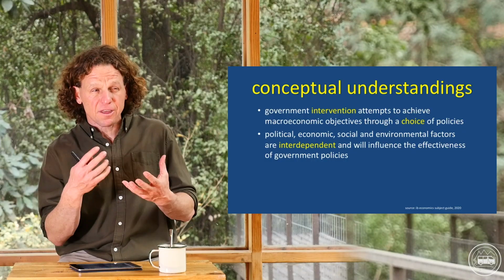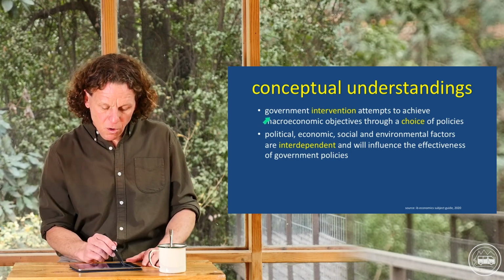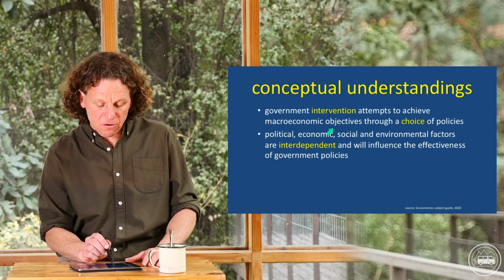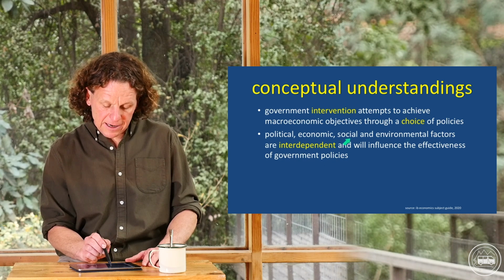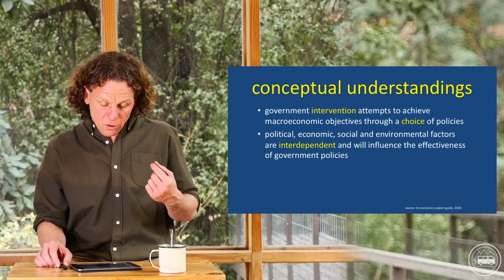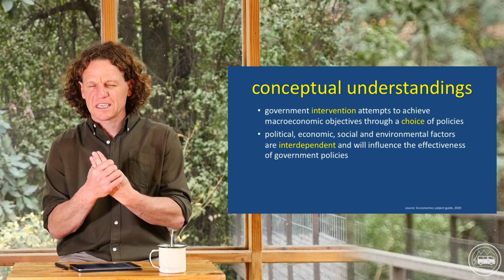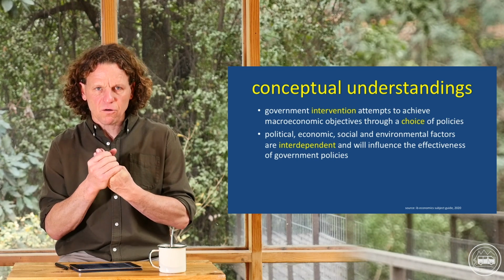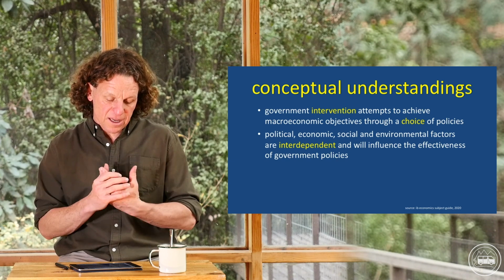So underneath this question, there are some conceptual understandings, like these are the things that are true that create the inquiry question that we just looked at, okay? Number 1, government intervention attempts to achieve macroeconomic objectives through a choice of policies. Number 2, political, economic, social, and environmental factors are interdependent and will influence the effectiveness of government policies, okay? So, if political, economic, social, and environmental factors are interdependent, that's one of our 6 key themes, core concepts of our whole study, like, something's got to give, right? Political, economic, social, environmental factors, they're going to influence the effectiveness.